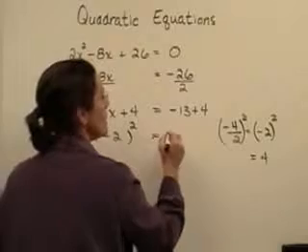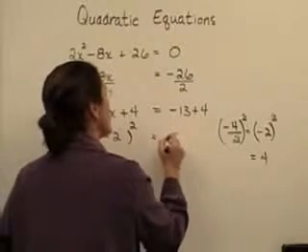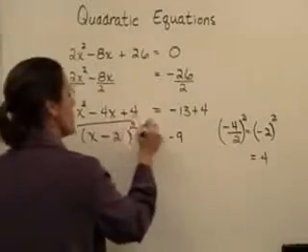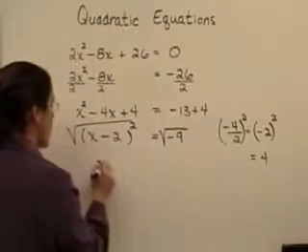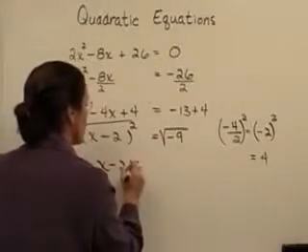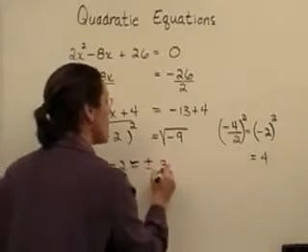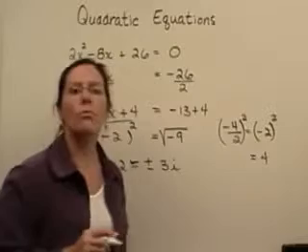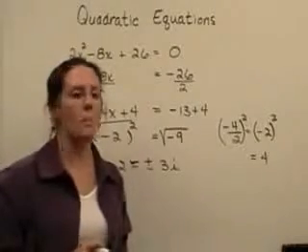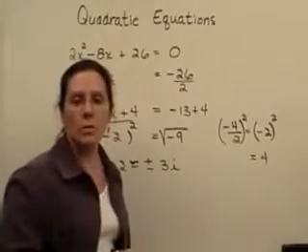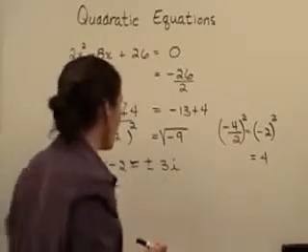On the right-hand side, a negative 13 plus 4 is a negative 9. And now I'm going to take the square root of both sides. So I'll have x minus 2 equals plus or minus the square root of a negative 9. Please immediately turn that into 3i. Remember that from the last chapter. The square root of a negative 1 is i. The square root of 9 is 3. We'll put those together as a term and call that 3i.